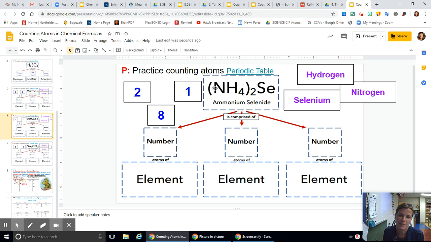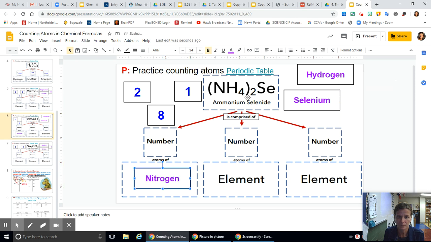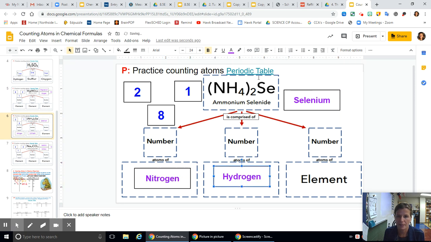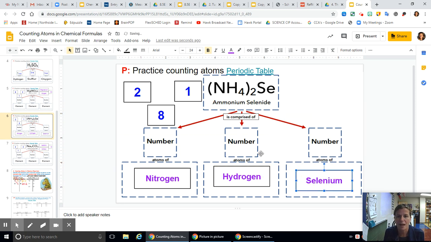So again, let's name our elements first. I see a capital N for nitrogen. I see a capital H for hydrogen, and then I see a capital S with a lowercase e, so that lowercase e belongs to the S. So going on my periodic table, I would understand that that's selenium. And now I want to count the atoms of each.